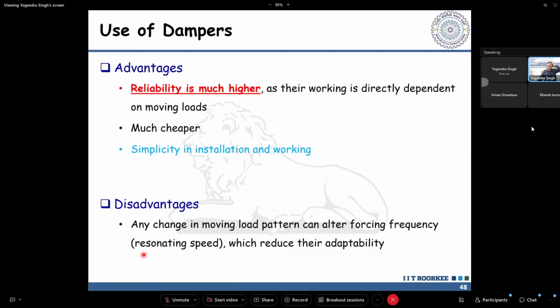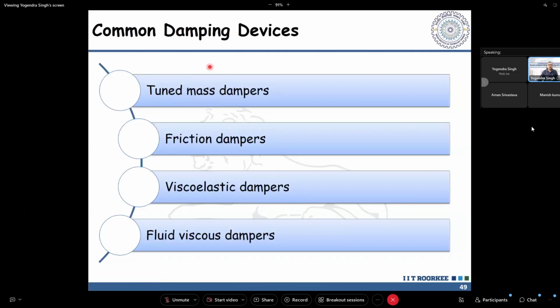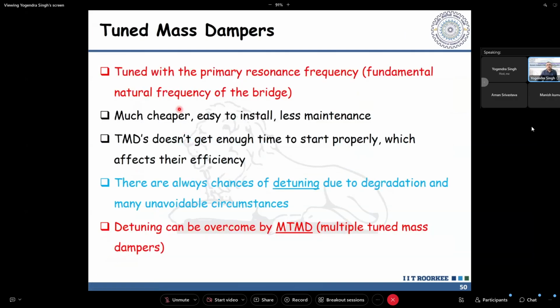The disadvantages are that any change in the load pattern, which changes the forcing frequency, can change the performance of these dampers, especially the tuned mass damper. So there are different types of dampers which we can use in bridges to reduce their response under high speed trains. These are the four different types of dampers. The most commonly used is the tuned mass damper.